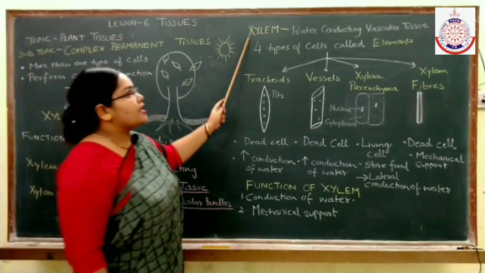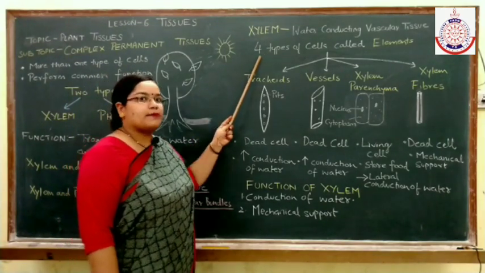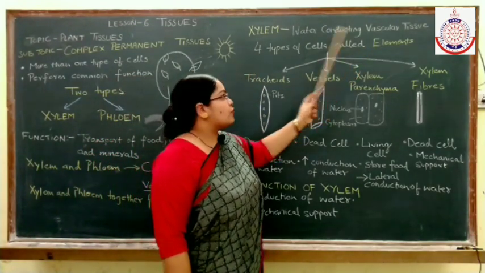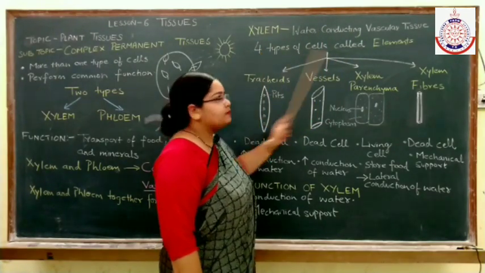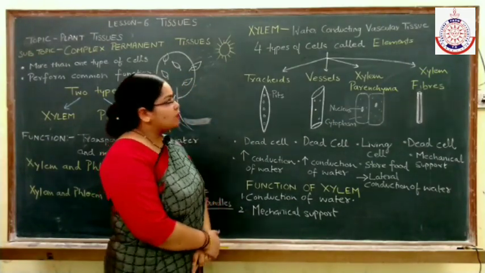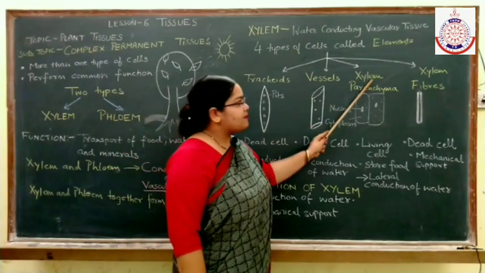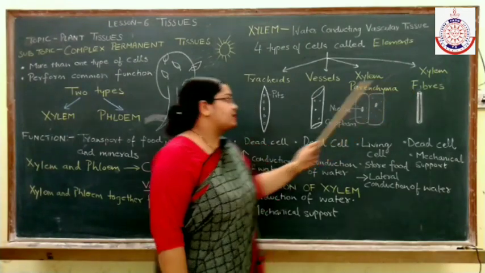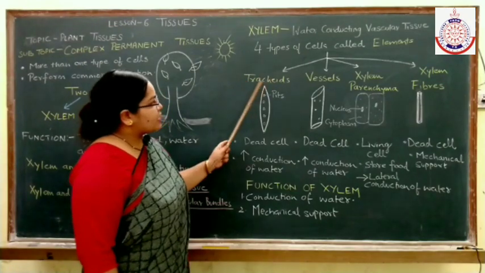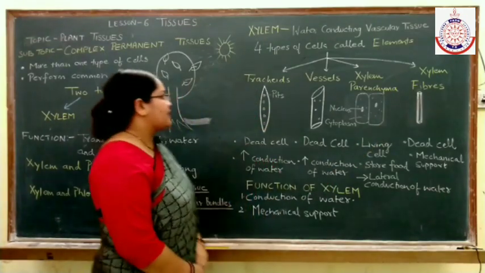So, xylem is made up of 4 different types of cells, and these 4 types of cells of the xylem are also known as elements. So, what do we call the 4 types of cells of the xylem? Elements. These 4 types of cells or elements form xylem. These are tracheids, vessels, xylem parenchyma and xylem fibers.